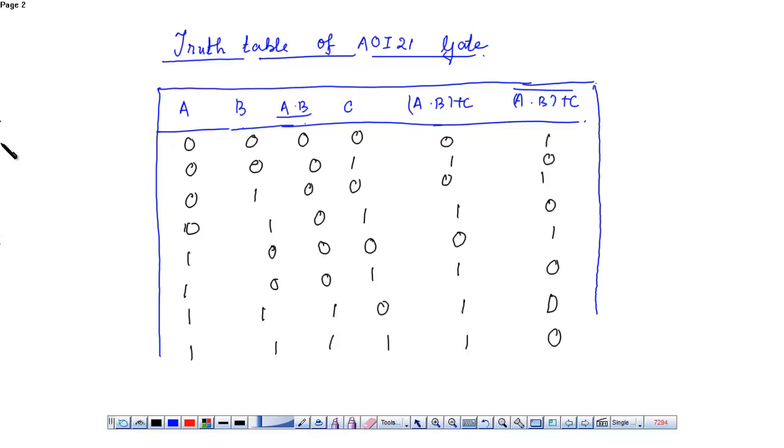Okay, now this is the truth table of an AND OR invert gate.